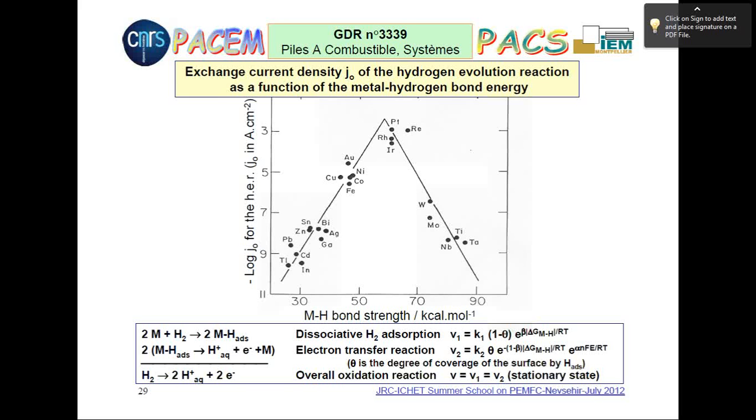You can include interaction process, you can include the effect of electrical potential, and you can guess that you have a maximum when the intermediate reactions have equal rates. When the two reactions have equal rates, you get a maximum, and platinum is good because it is on the top and gives you a current density of 10 to minus 3, which is the highest one for hydrogen oxidation. But how to explain that platinum is so good?